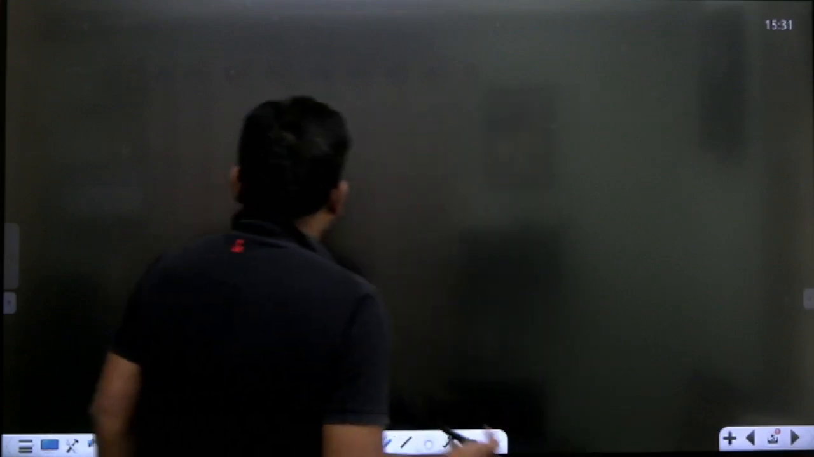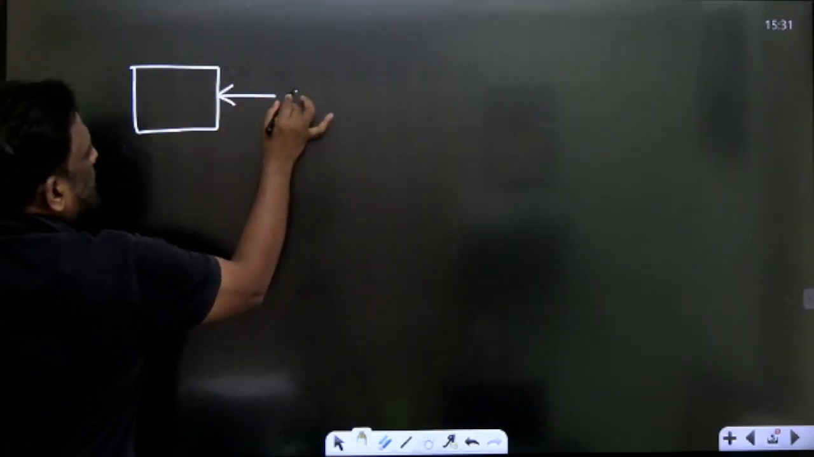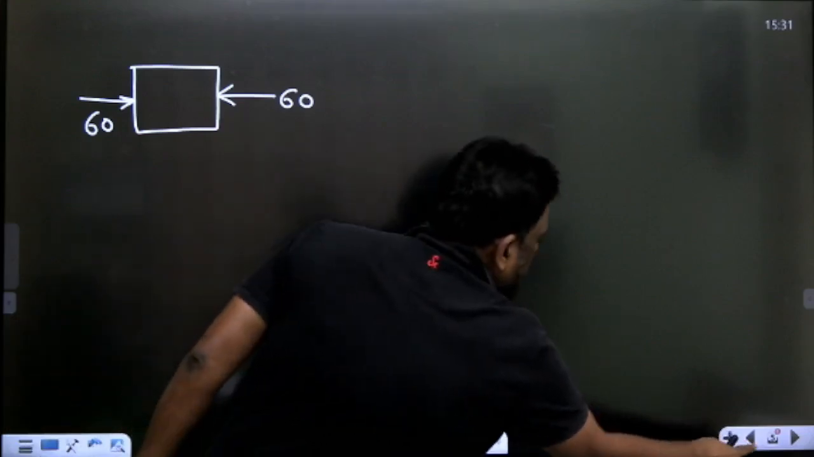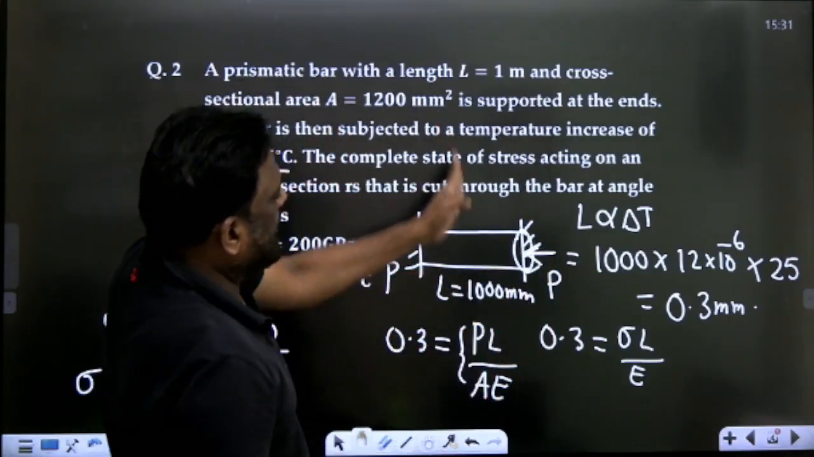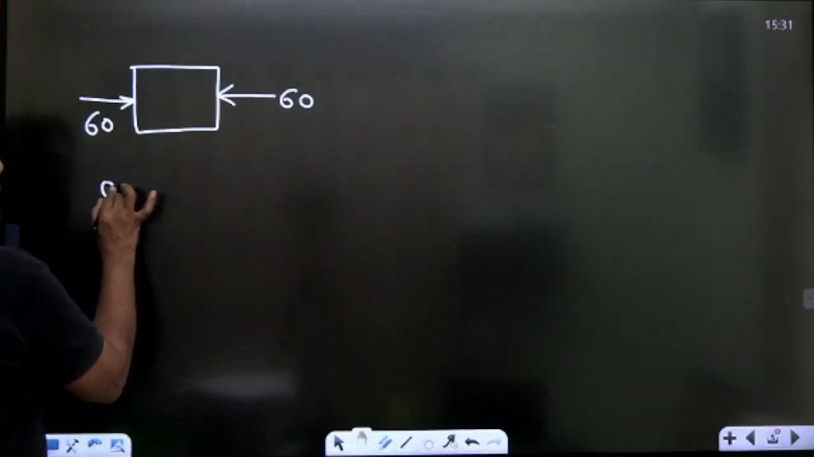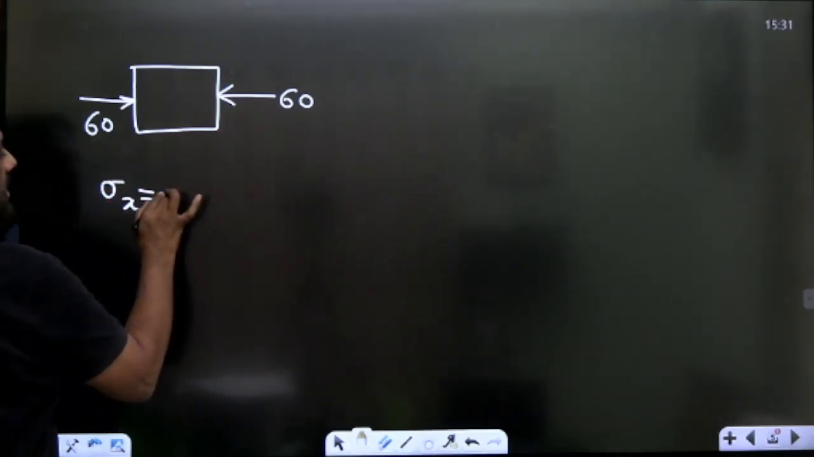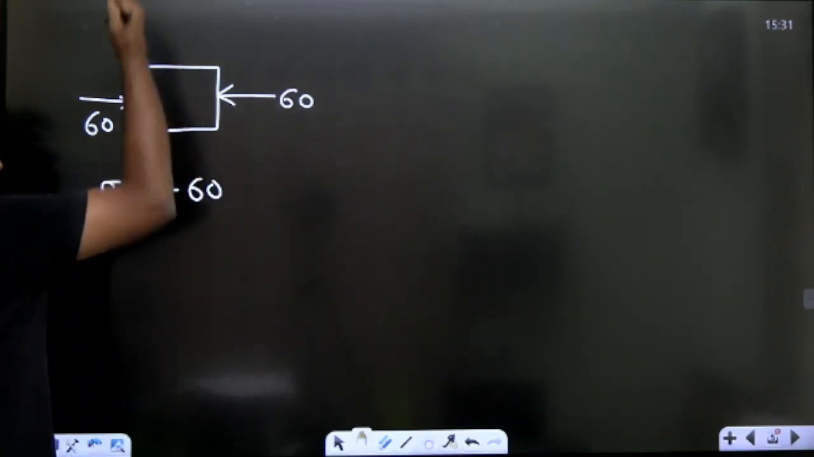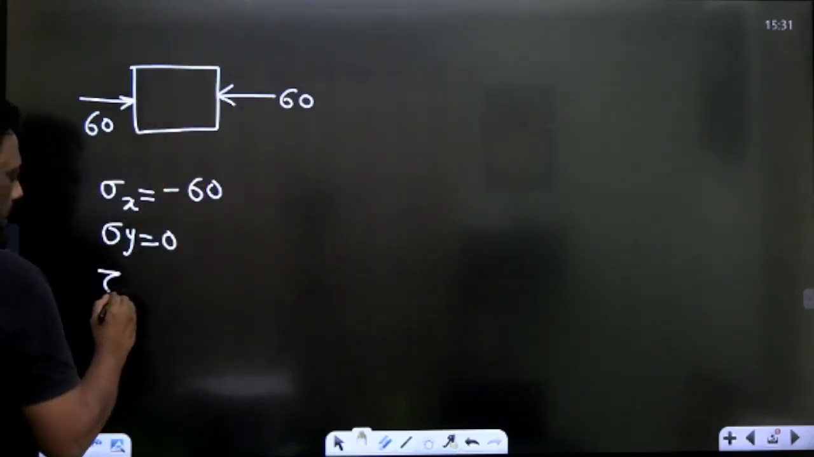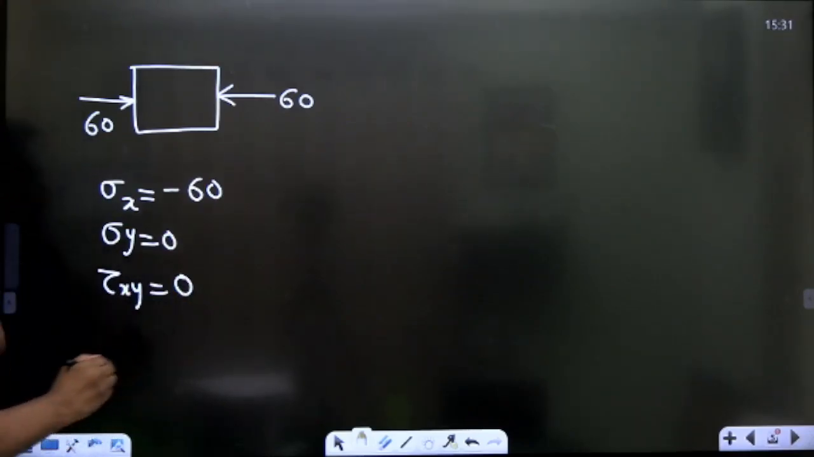Now let us try to understand this. There is a bar. If I draw the element, it is subjected to a compressive stress of 60 megapascal, and it is free in the other direction. So this is the state of stress. Let me write very clearly: sigma x is equal to minus 60, there is no sigma y, so sigma y is equal to 0. There is no shear stress, therefore tau xy is equal to 0. There is only compressive stress.